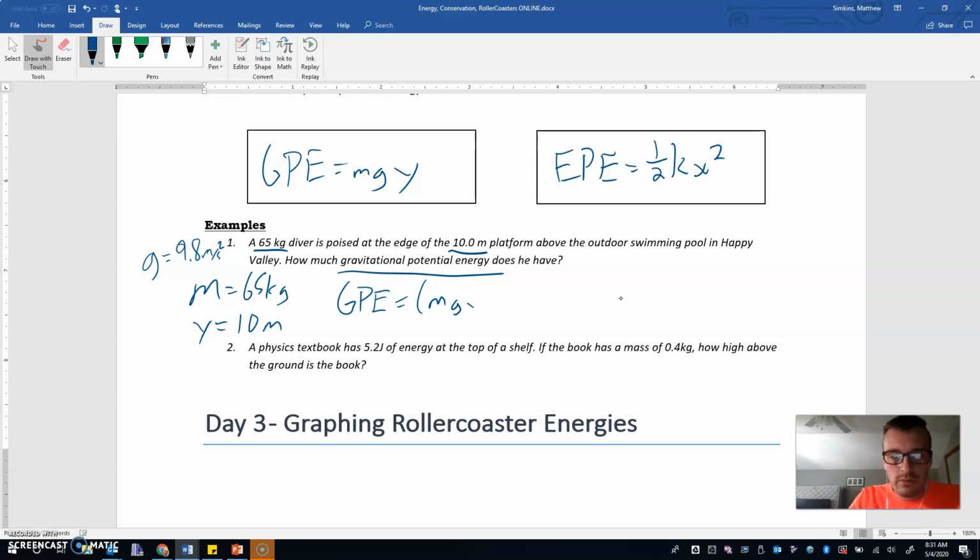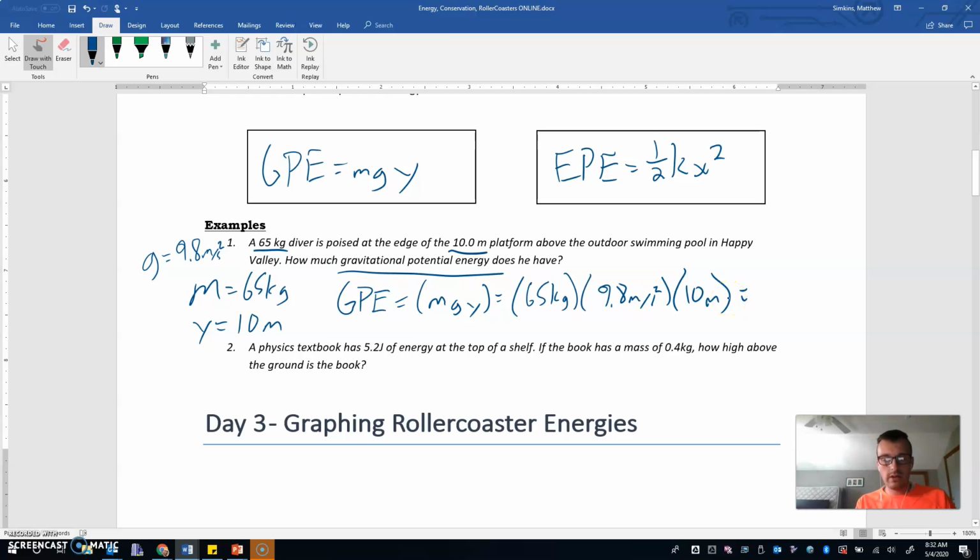We do mgy, and I always like to write the equation first, because then you make sure you're plugging the numbers in the right spots. Then we have m times g times y, and let's take a look at what that is in our calculator. This one is from when I was a sophomore in high school, so sometimes it needs a little help getting started back up. Here we go, 6,370 joules would be the potential energy of that diver at the top.